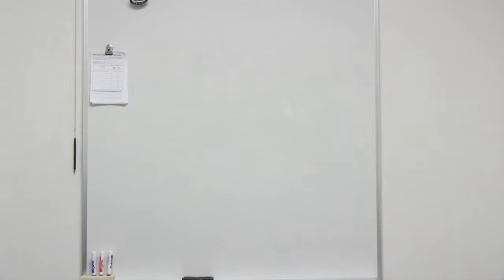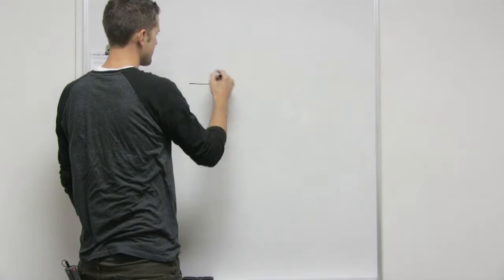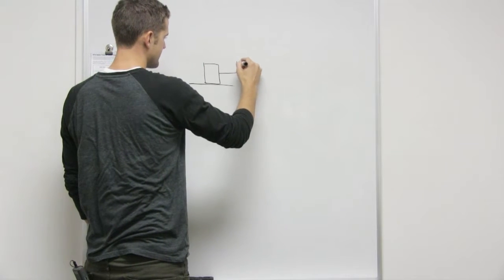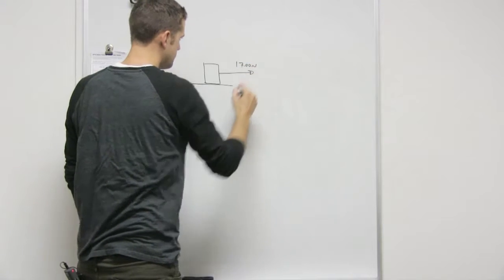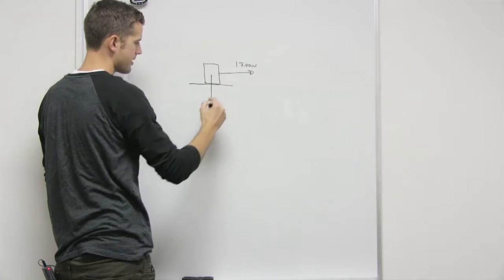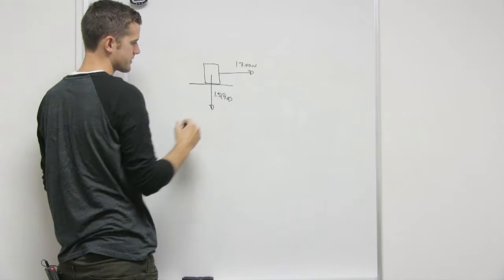So, string tension is 17 newtons. What is the block speed after moving 0.9 meters? So, it's kind of a two-part problem, right? You've got this block sitting, it's got a string on it, 17 newtons. And how much does the block weigh? 1.5 kilograms. So this is 1.5 times 9.8, it's the force of gravity on it.